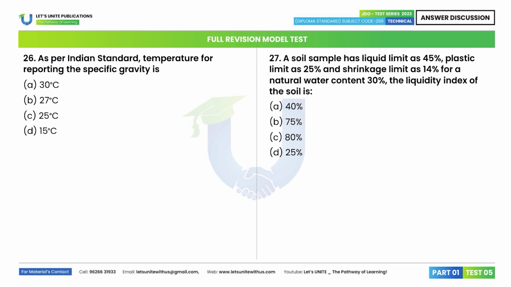Twenty-sixth question, as per Indian standard, the temperature for reporting the specific gravity is 27 degrees Celsius. Option B. Twenty-seventh question, a soil sample has liquid limit 45%, plastic limit 25%, shrinkage limit 14%, and natural water content 30%. They are asking for its liquidity index. If you look at the answer, option D is the correct answer, 25%.